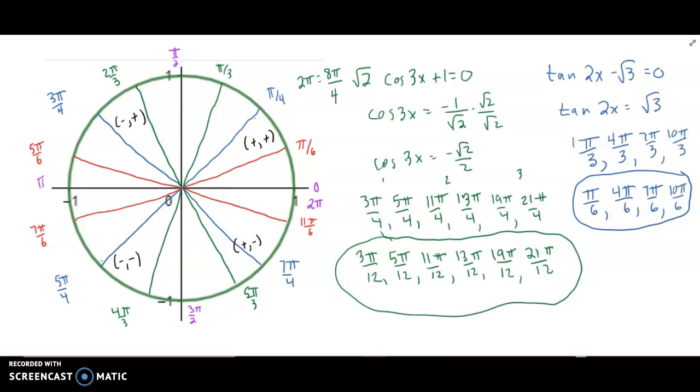So that's how we're going to solve equations where we're looking at a double or a triple angle. So again, pretend it's a normal equation and then go around as many times as you need and then multiply the denominator by that new number. If it's a 2, multiply the denominator by 2. If it's a 3, multiply the denominator by 3.